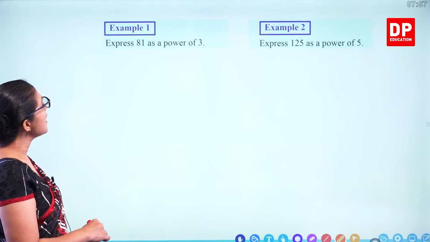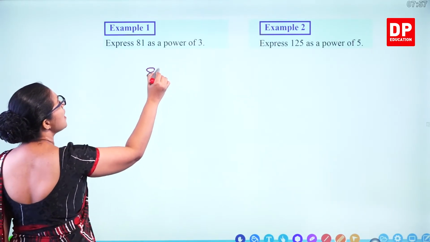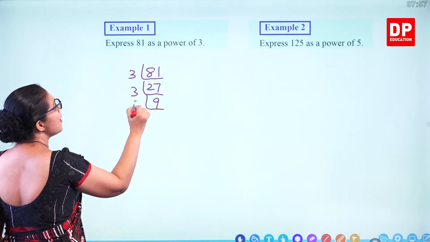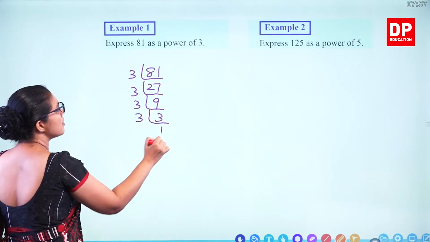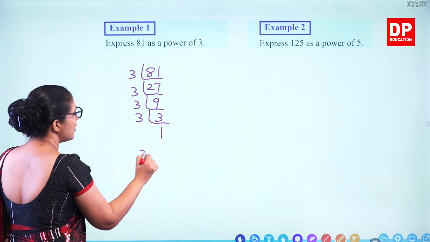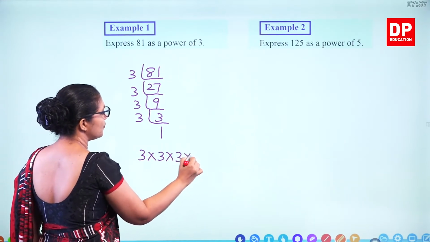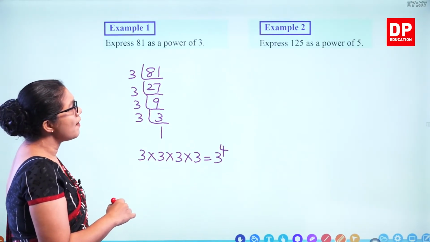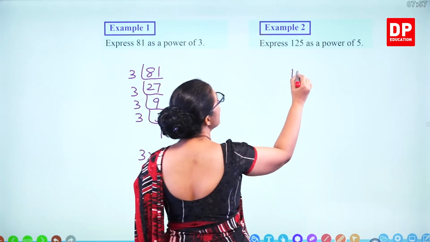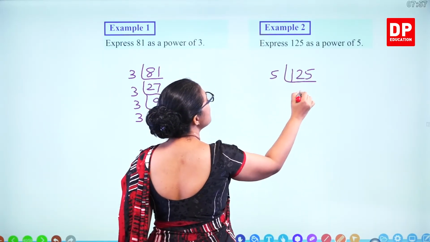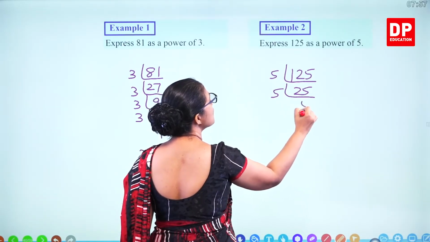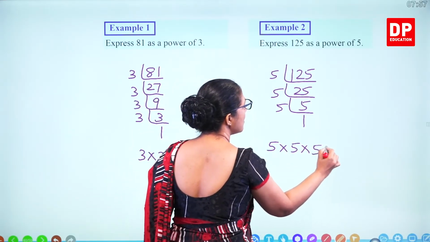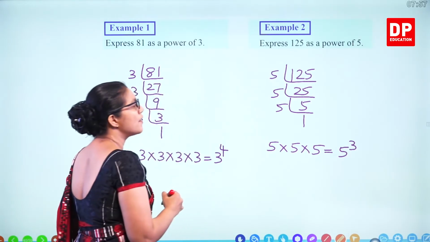Example 1. Express 81 as a power of 3. That means we are dividing by 3. You get 27, divide by 3, 9, divide by 3, 3, and you get 1. How many 3's are there? 3, 4 times. You can write 3 to the power of 4. 125 as a power of 5. So you divide by 5. 5 times 25 and again 5 times 5, 5 times 1. 5 times 5 times 5. You can write it as 5 to the power of 3.